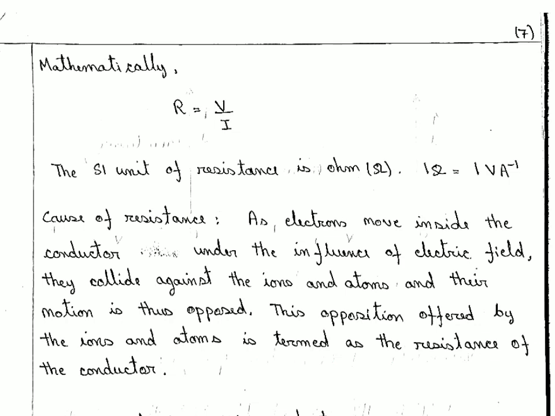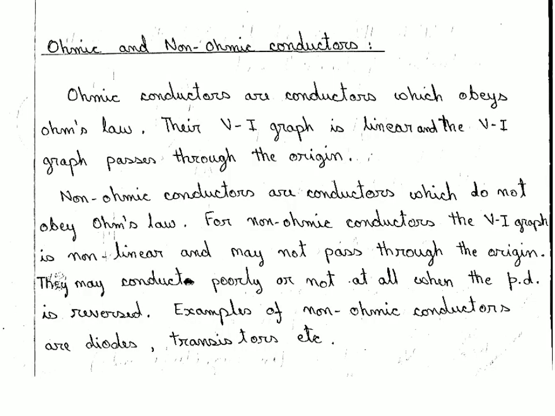Now we'll come to another topic, which is ohmic and non-ohmic conductors. There are two types of conductors. One are those which obey Ohm's law, and another are those which do not obey Ohm's law. Ohmic conductors are conductors which obey Ohm's law, and the VI graph, that is the potential and current graph, of such conductors is always linear, and the graph passes through the origin.